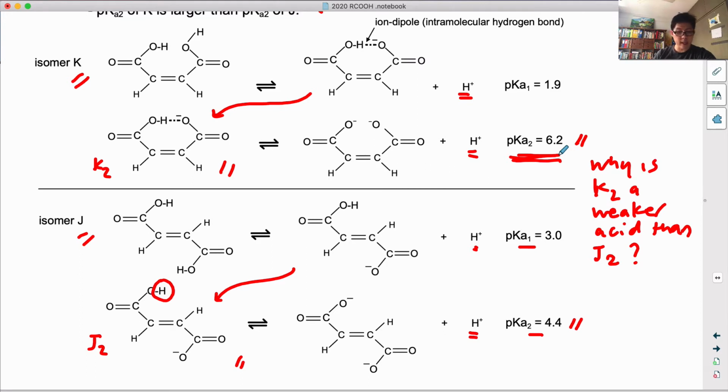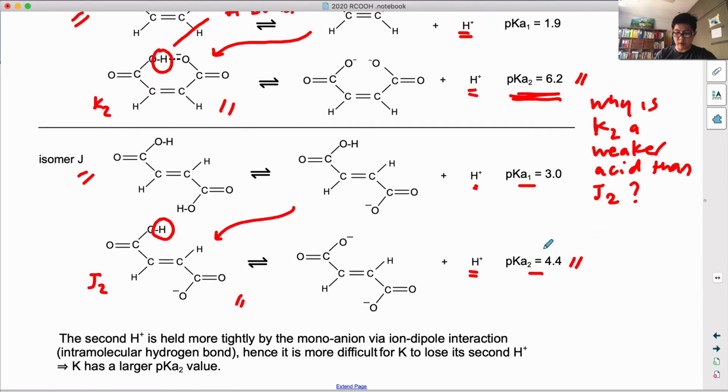If K2 is a weaker acid, it means it's more difficult to lose this H plus. And why is it more difficult? Because there's already an intramolecular hydrogen bond. There's a strong attraction of this H to the O minus, so it's more difficult to lose the H plus. So in fact, the answer is still roughly the same. We're talking about the second H plus that we are going to lose. The second H plus is held more tightly by the anion, by ion-dipole interaction, or we can call it intramolecular hydrogen bond.